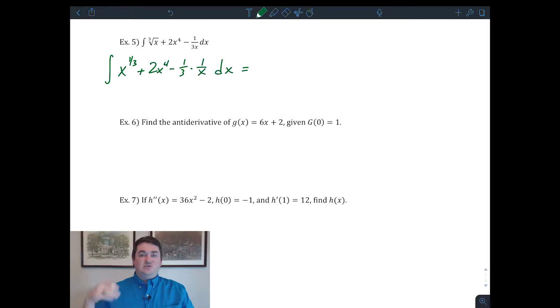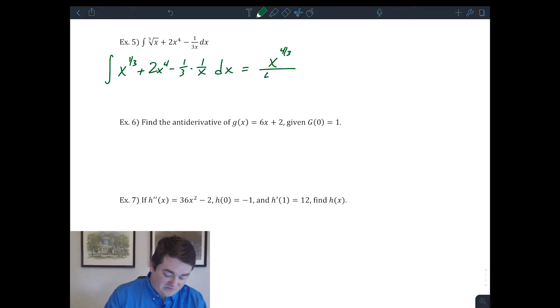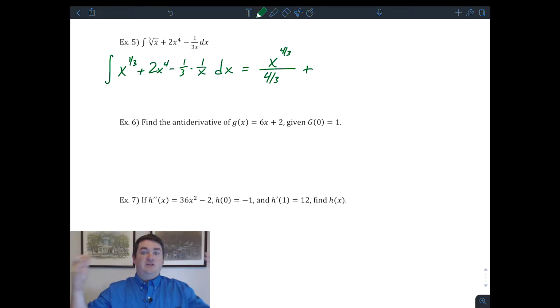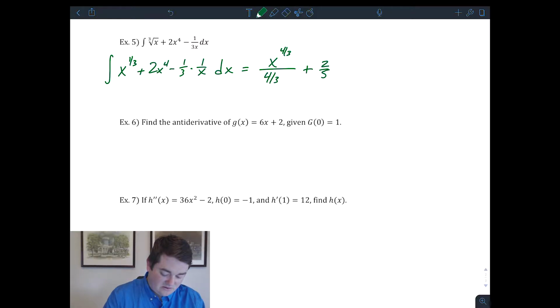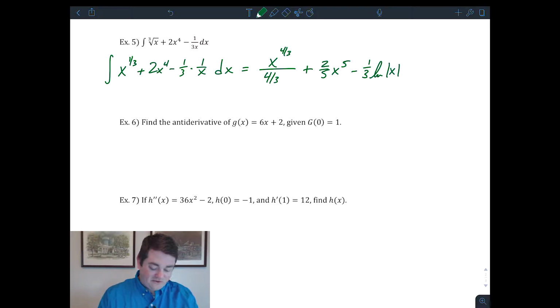The antiderivative of x to the 1/3, let's think about our power rule for antiderivatives. The exponent goes up by 1, so I've got x to the 4/3, and then divide by your new exponent, so divided by 4/3. Plus the antiderivative of 2x to the fourth, 4 goes up to 5, divide by 5, so 2/5 x to the fifth, minus 1/3, just like with derivatives, coefficients are along for the ride. What's the antiderivative of 1 over x? That's going to be the natural log of the absolute value of x. So minus 1/3 ln absolute value of x.